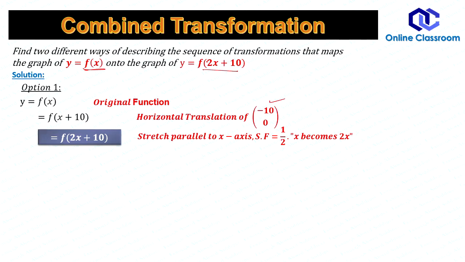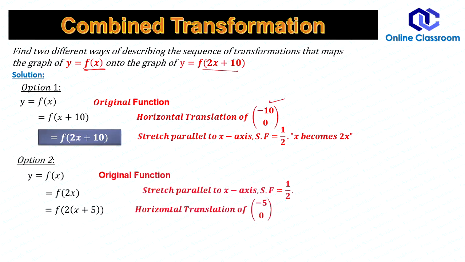The second option I'm having, if I first do stretching and then, yes, the horizontal translation won't be by -10 but -5, because when you open the bracket you get the same result.